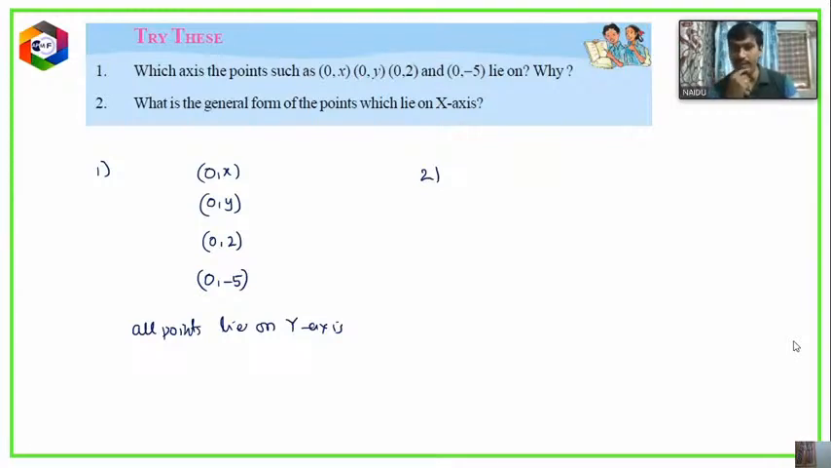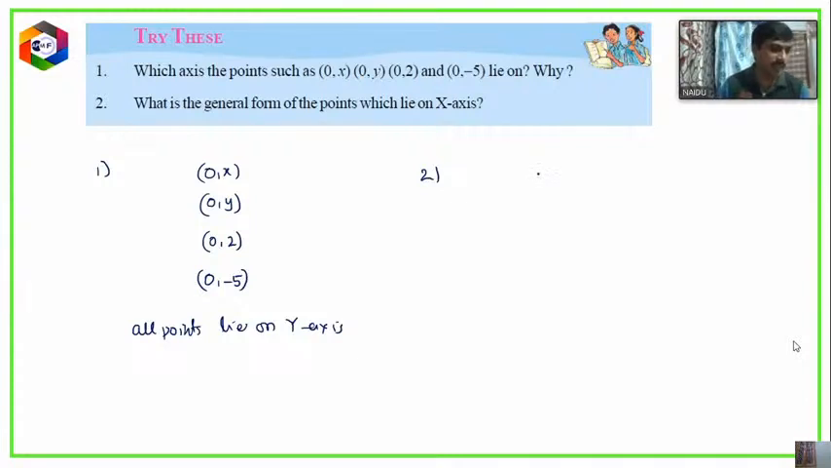As I already discussed, if it lies on the x-axis, it has only x direction distance. That means along the x direction only. There is no y direction distance. That means it has only an x value, no y value. No y value means the y value must be 0. So then what will the general form be?